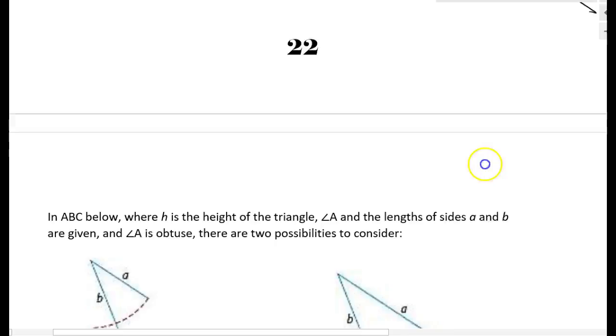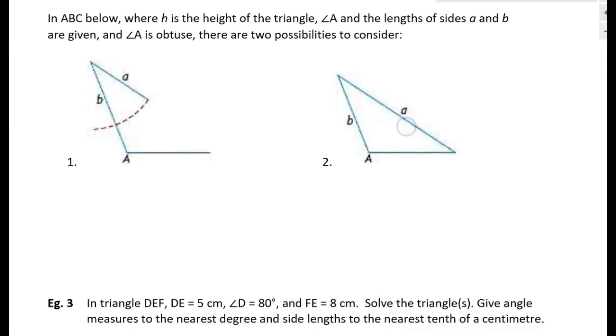But what about if angle A is obtuse? Oops, don't cross that out, highlight it. Okay, so H is height again. In this case, our height actually shows up here, which means that it's actually going to have no impact. Well, it's going to have a minimal impact. You're going to have 2 scenarios.